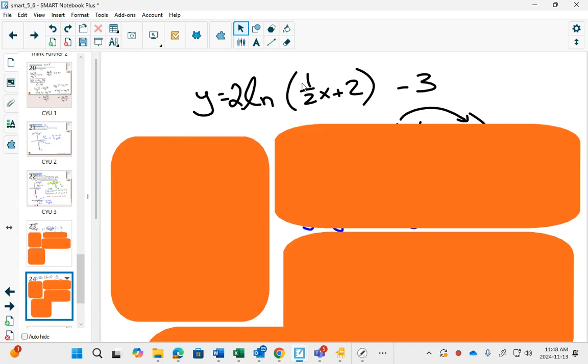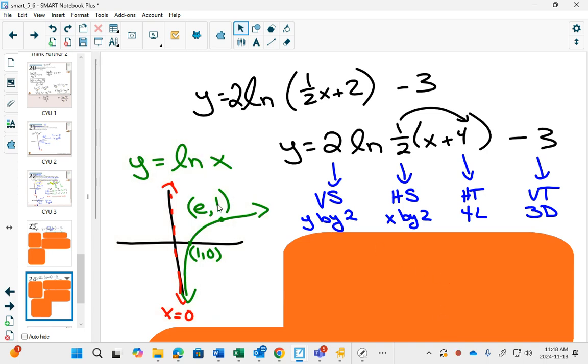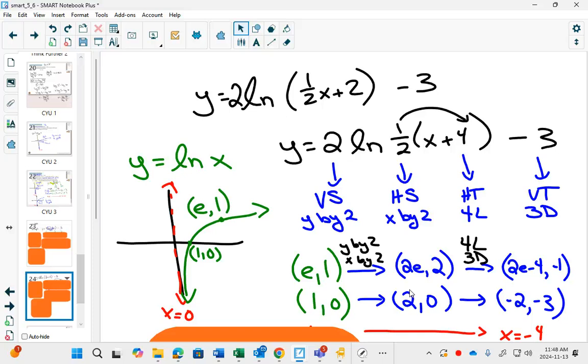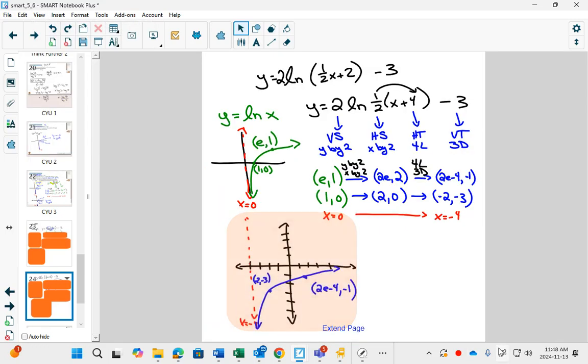The second example, notice you have a horizontal stretch and a horizontal translation. So you have to remember to first put it in factored form. Remember that from chapter 3? Your base graph, the natural log of x, has the point e comma 1. And see where your points end up. And then you can graph your final graph.